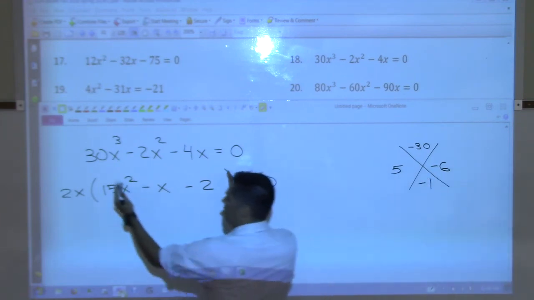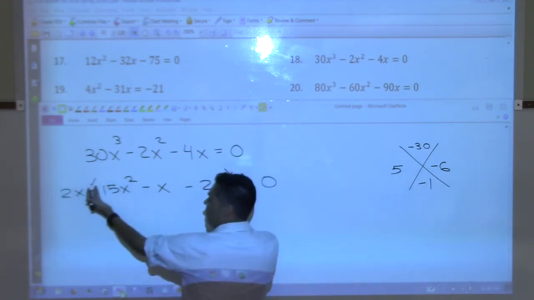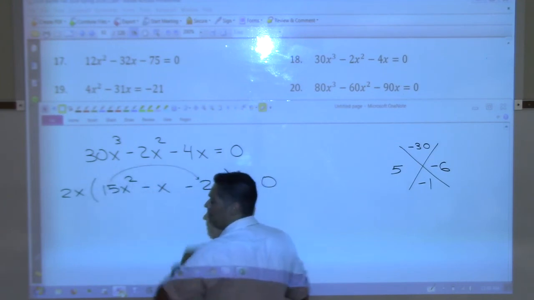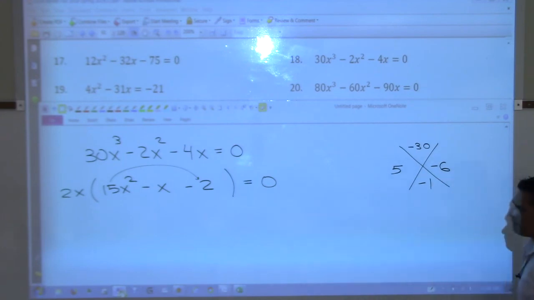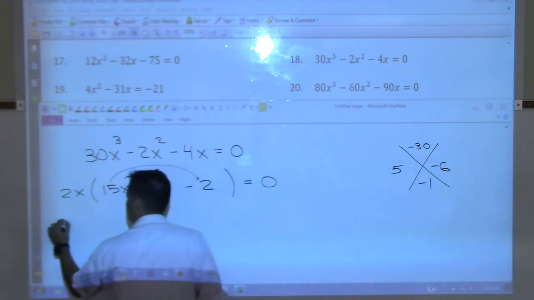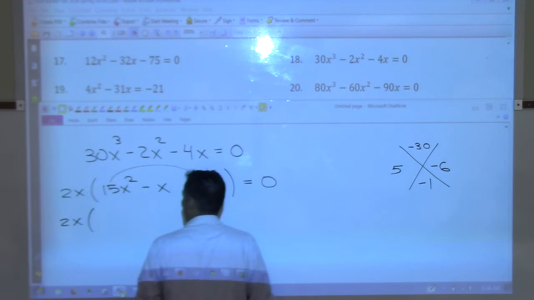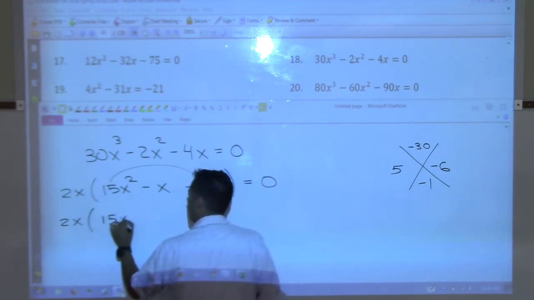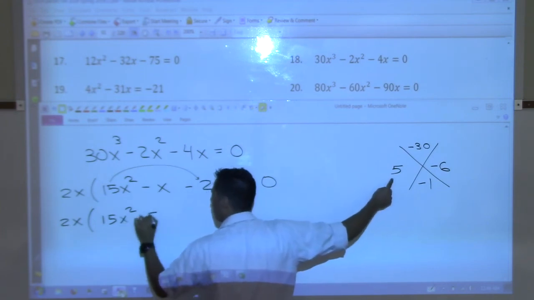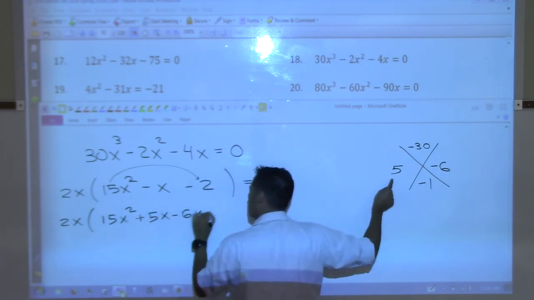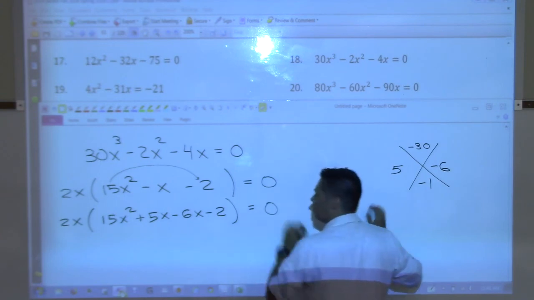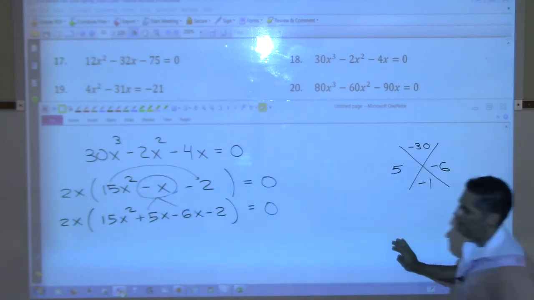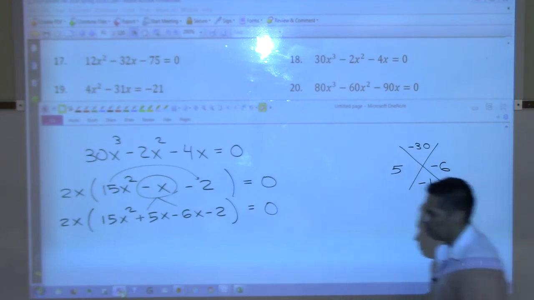We're working on this because we pulled the 2x out. So we're working here, right? We're doing AC method. So we're doing 15 times negative 2. That gave us our negative 30. All right, now we break this down. 15x squared. We're using these numbers now. Plus 5x minus 6x minus 2 equals 0. So all we've done is rewritten that middle term using those 2 pieces. And that allows us to bring in the grouping.